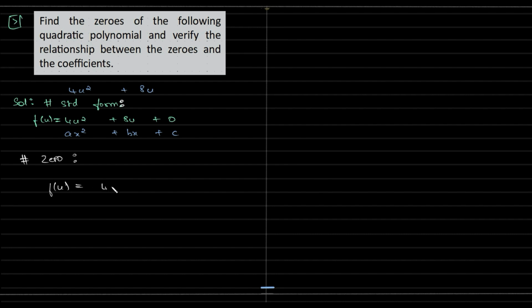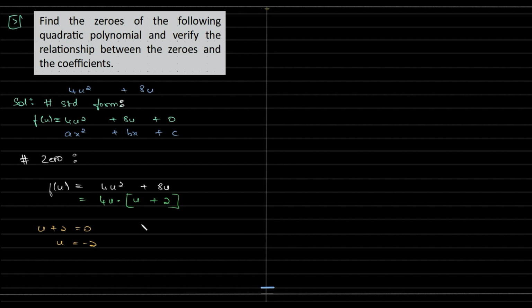So you have 4u square plus 8u, right? So let's take common. 4u is common, and you have u plus 2, is it not? Right? 4u square and 8u, you have 4 and u as common. So it is u plus 2. So post taking common, you can directly find the answer. All you have to do is equate u plus 2 to be equal to 0 and u is equal to minus 2. That's one of the zeros.